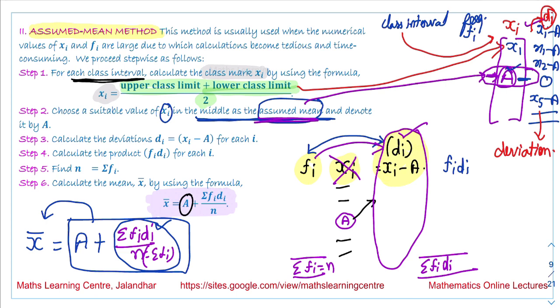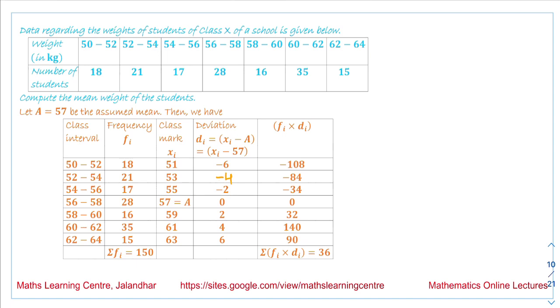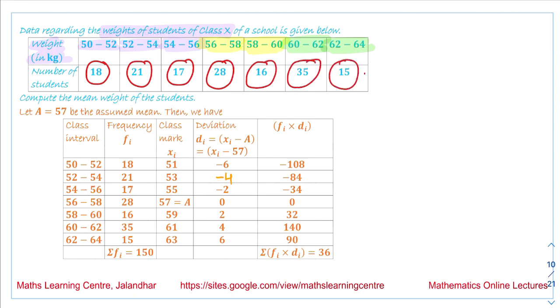Now we are going to solve the question based upon this method. Suppose this data is given to us, it is regarding the weights of students of class 10 of a school. These are the weights in kg given to us: 50 to 52, then 52 to 54, 54 to 56, 56 to 58, 58 to 60, then 60 to 62 and 62 to 64, and these are the corresponding frequencies that are given to us. And we have to solve this using the assumed mean method.